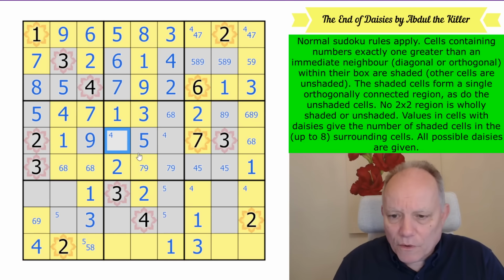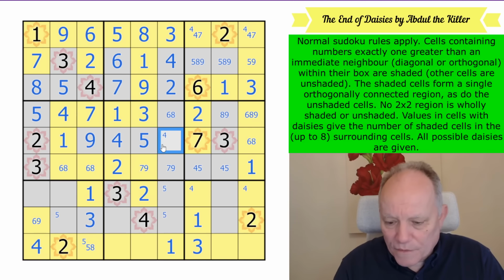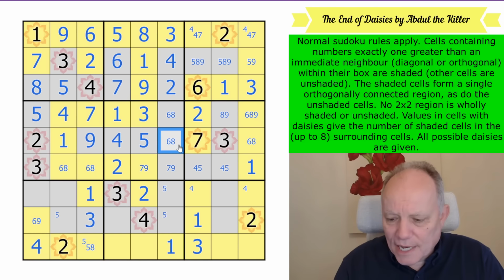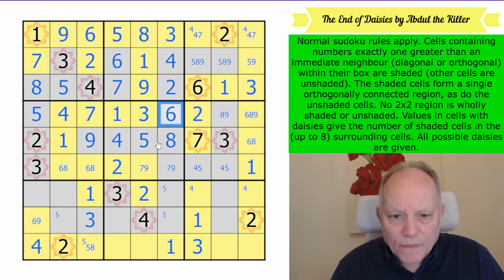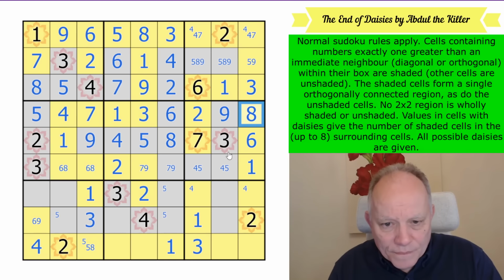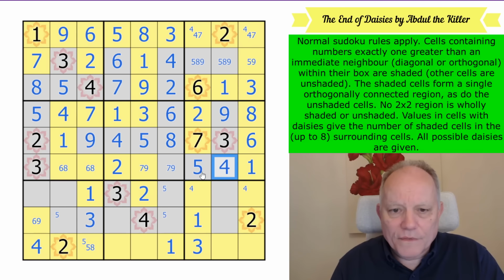I can place 4 in the central box, and this is part of a 6, 8 pair. And 8 has to touch 7. So 8 is here, and that's 6. And that makes this 6 and that not 6. This can't be 9 now or it would be lying, so 9, 8 are that way round. 6 is not touching 5, so 5's over there.